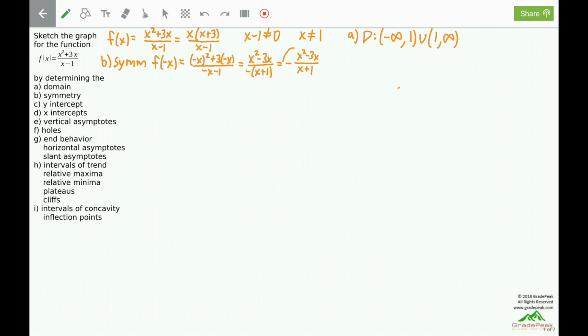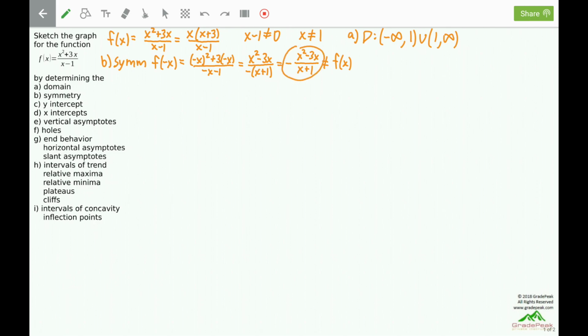Comparing this result to the original, it definitely does not equal the original because it has a negative factor out in front of it, and some of the terms have the same sign and some of the terms have the opposite sign. So this does not equal f of x, and it will not have y-axis or even symmetry.